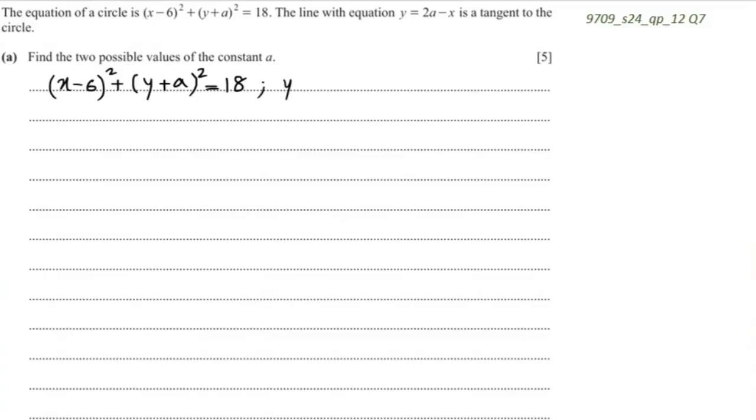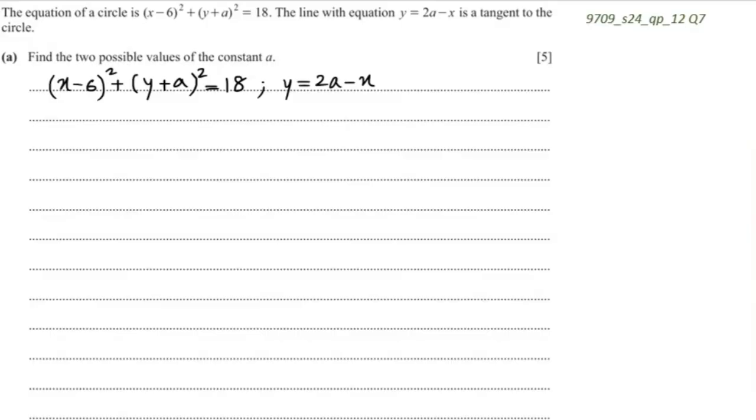They're saying the line with this equation is tangent to the circle. This is the line's equation, y equals 2a minus x. Find the two possible values of constant a. Remember that a circle is a quadratic expression as well, so you can apply the ideas you've learned in the chapter on quadratics, like discriminants and inequalities. But this time I can just substitute the line into the given equation.